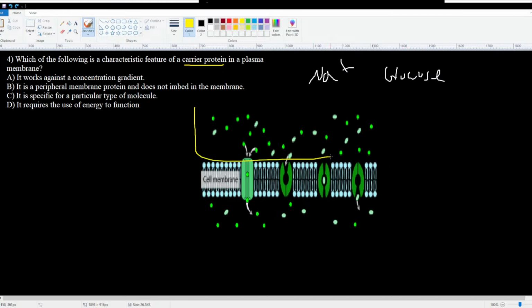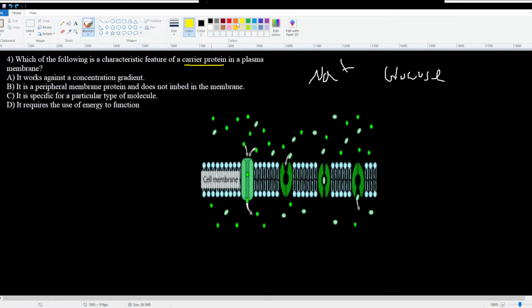So as you can see, we have a high concentration of particles on the outside of the cell membrane, and then we have a low concentration of particles inside the cell. So look at where the particles are moving. It's moving with the gradient. So it's working thermodynamically favorably. So this does not require energy. So these are carrier proteins. They are literally carrying particles from one side of the cell to the other.